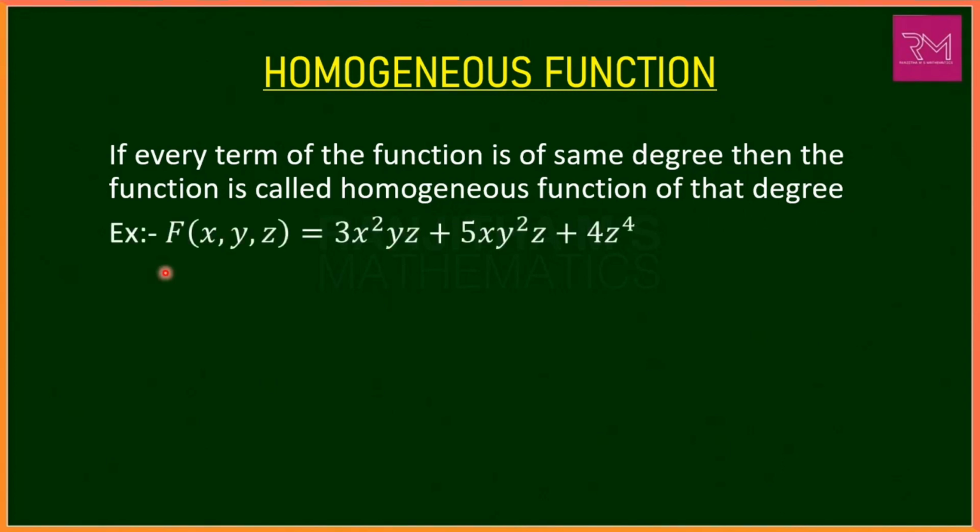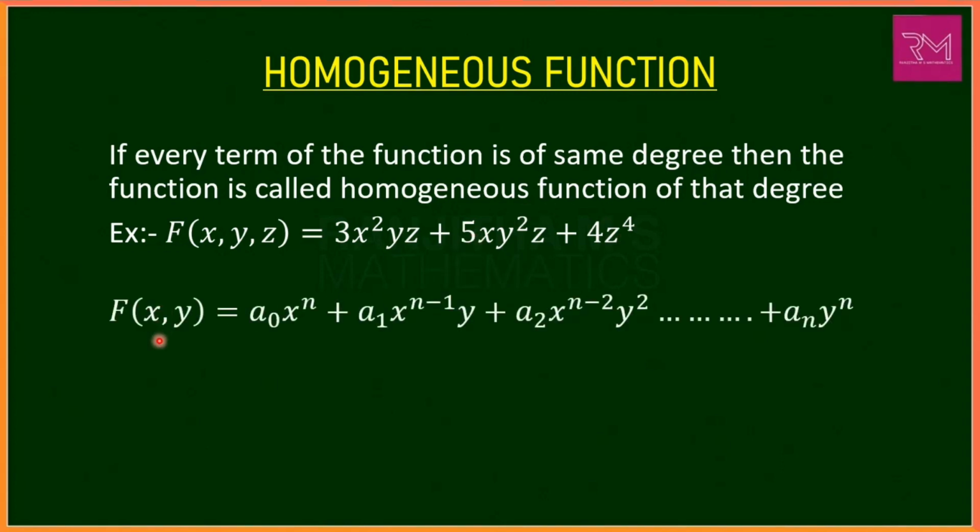Let us explain with an example. F of x, y, z is equal to 3x square yz plus 5 into x y square z plus 4 into z power 4. In this equation, every term is of the same degree. The first term is 3x square yz, which is of degree 4. Consider the second term, 5x into y square z. Here also we have degree 4. So the definition of the homogeneous function says, if every term of the function is of the same degree, then that function we can call a homogeneous function of that degree.